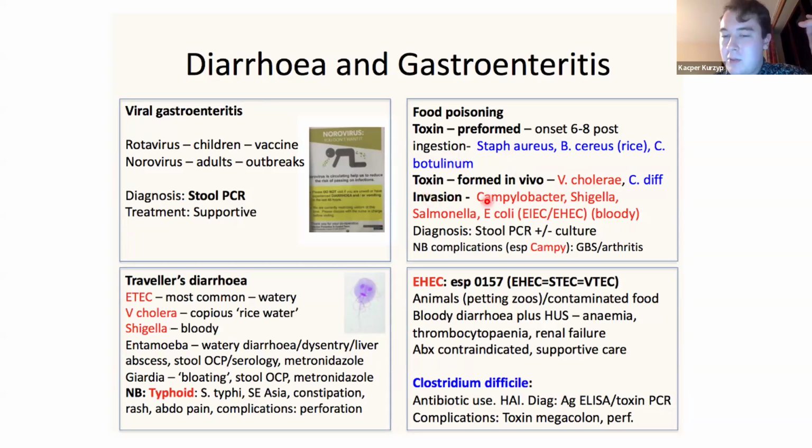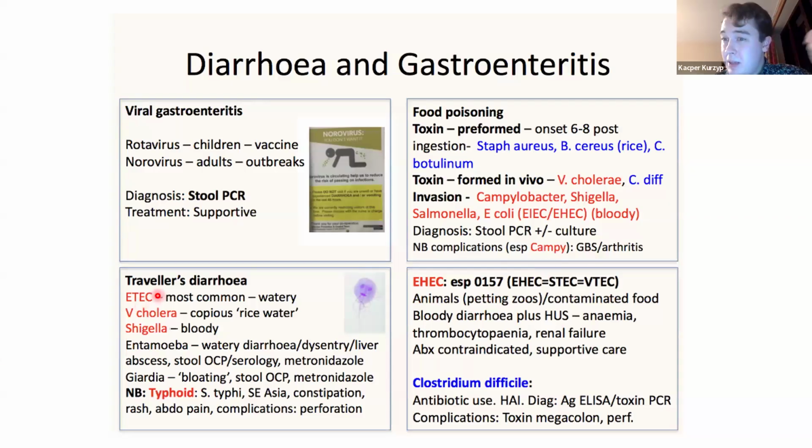You have your Campylobacter from undercooked chicken. You have your cholera with rice water stools in poor sanitation conditions. Shigella, which will be tropical and will be bloody diarrhea. You have your Salmonella, which again will be maybe in different areas. You have your E. coli, and diagnosis is stool PCR with or without culture. If you have GI infection followed by neuro symptoms, you have to think, could this be Campylobacter? Could this be Guillain-Barré syndrome?